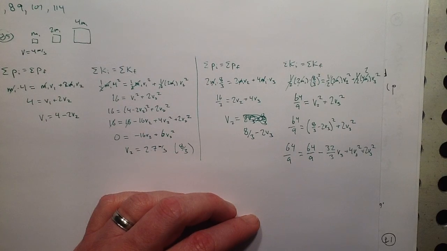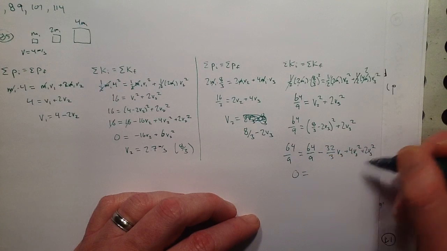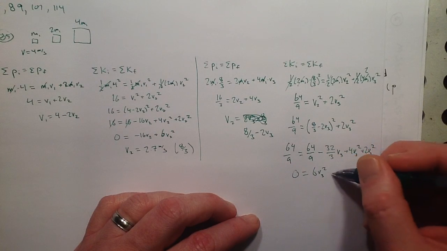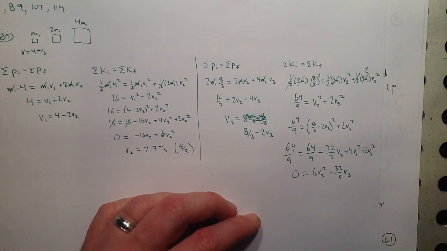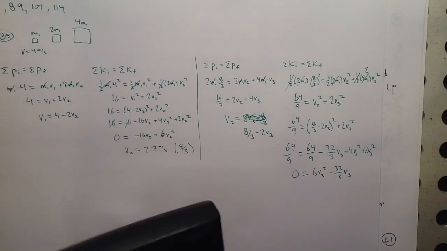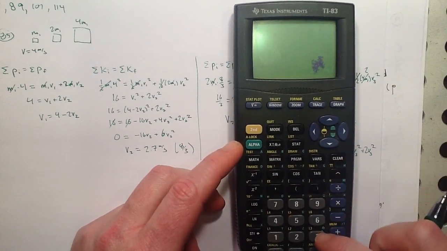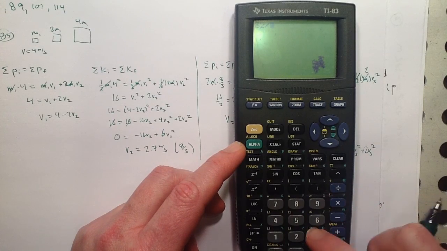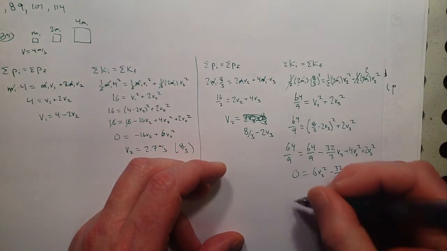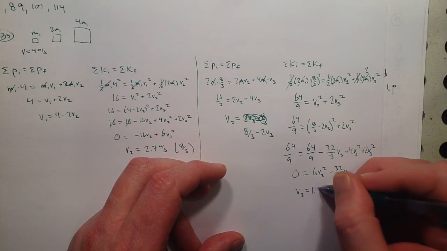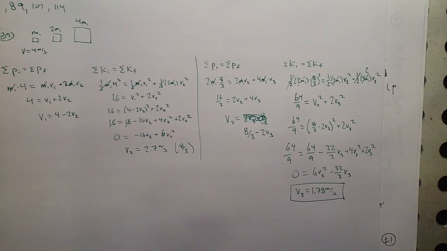I think that looks okay. So those cancel, and I get 6v3 squared minus 32/3 v3. So my answer is going to be 32/3 divided by 6. 1.78. So that's a lot of algebra to get there.